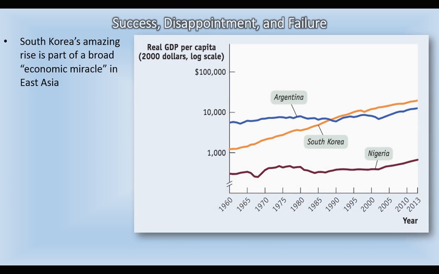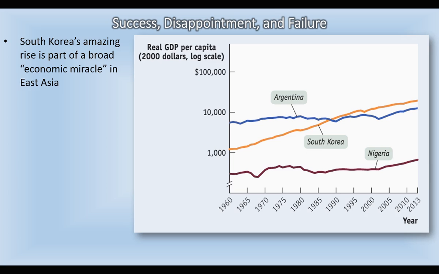So let's talk about success, disappointment, and failure overall in the world as far as growth. We can focus on a few examples here: South Korea, Argentina, and Nigeria. Here's real GDP per capita over the range of 1960 to 2013. South Korea's amazing rise here: we have a steady rise, whereas Argentina is pretty flat, Nigeria is pretty flat.